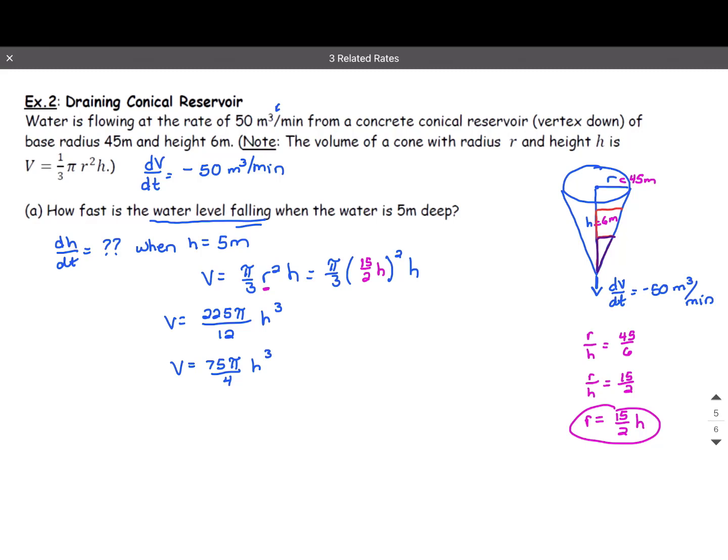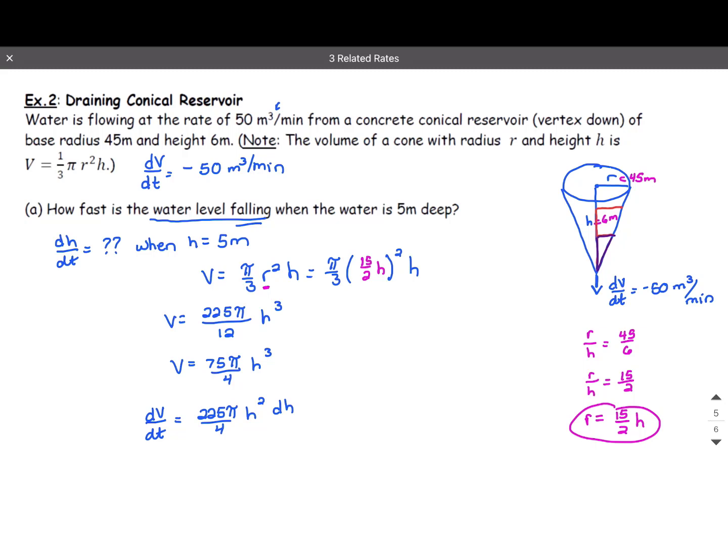Now we're ready to take the derivative. So the derivative of V is dV/dt. And we're going to take the derivative of this h. This constant's going to stay. But 3 times 75 is 225 pi over 4 h, decrease the exponent by 1, times, what's the derivative of h? That's dh/dt.